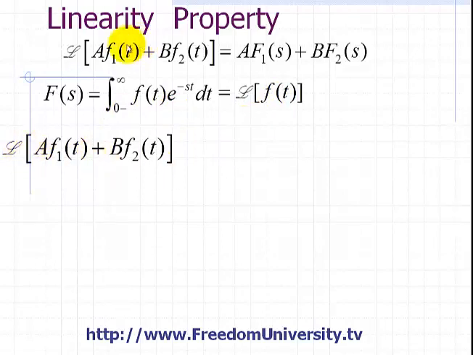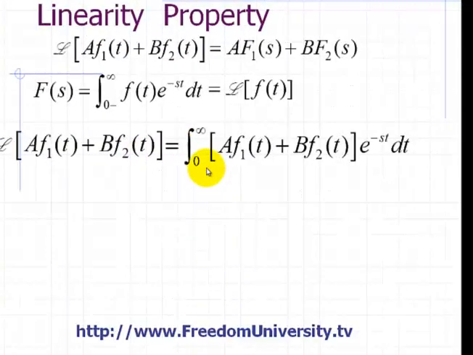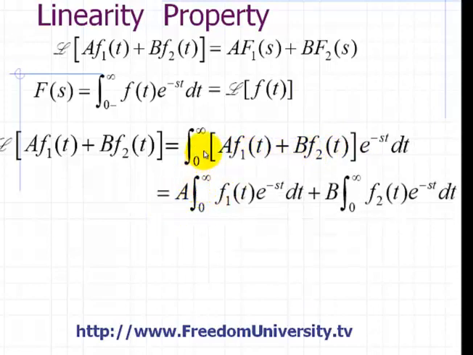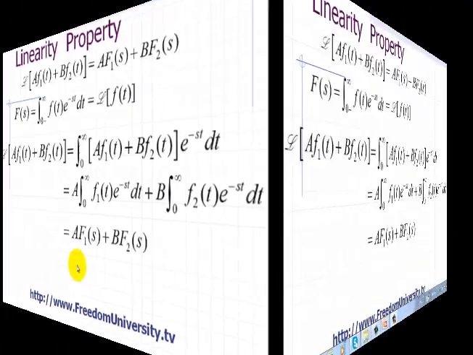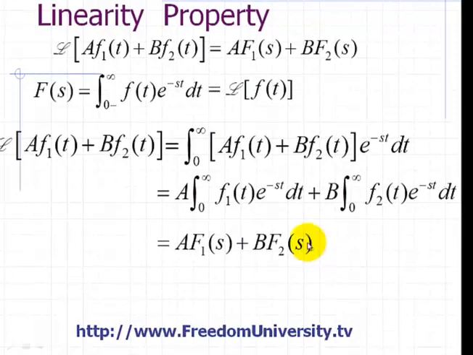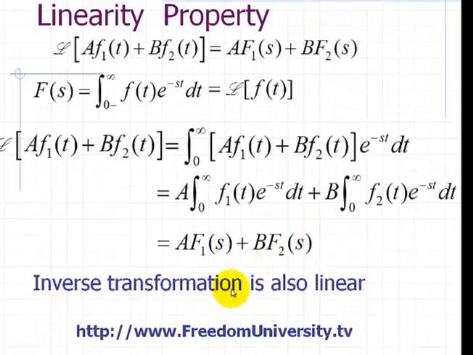And so the Laplace transform of this linear combination of inputs, applying the mathematical definition of the Laplace transform, we have here, and pulling out the constants a and b from the integral, we have basically our definition of the Laplace transform for f1 and for f2. And that's our proof. And just a quick note: going from the Laplace domain to the time domain, the inverse transformation is also linear.